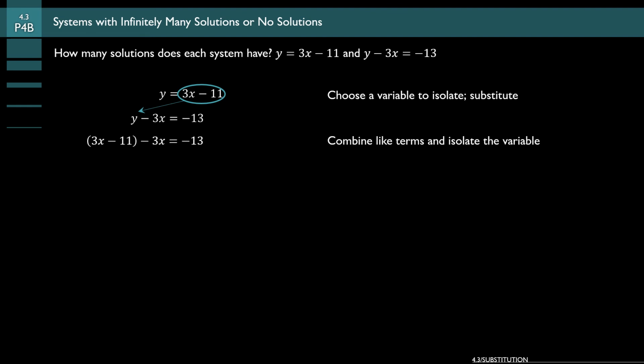Now, since there's nothing we can do on the inside of the parentheses, and there's nothing on the outside of the parentheses that's going to change the quantity, we can just drop the parentheses and combine like terms. So 3x minus 3x is 0x, and this time we're left with negative 11 equals negative 13. Now we know that this is not a true statement. So since this is not a true statement, this means that there are no solutions to this problem. If we were to graph these two equations, then we would see that they're parallel lines, they never cross, and that means no solutions.